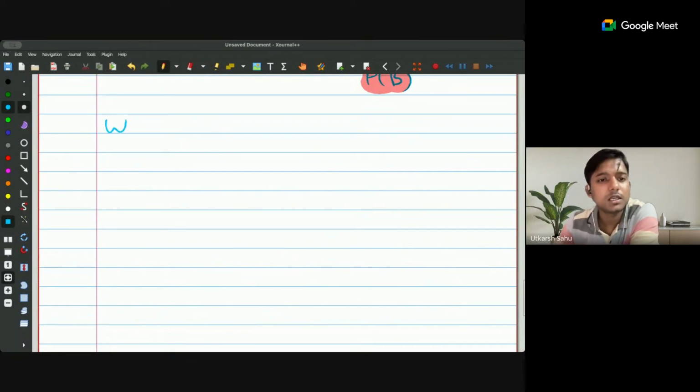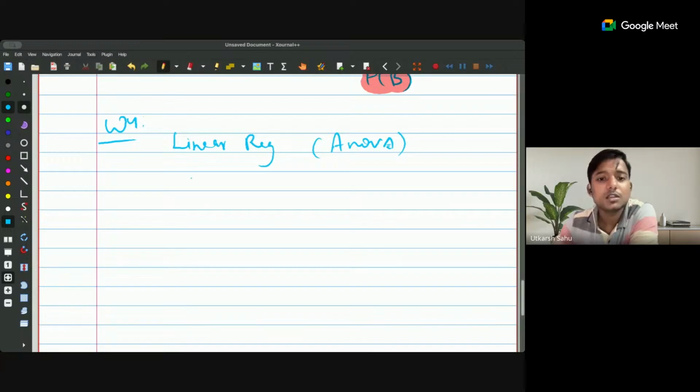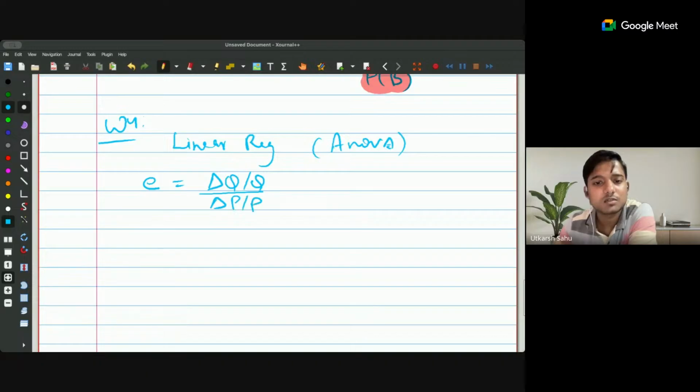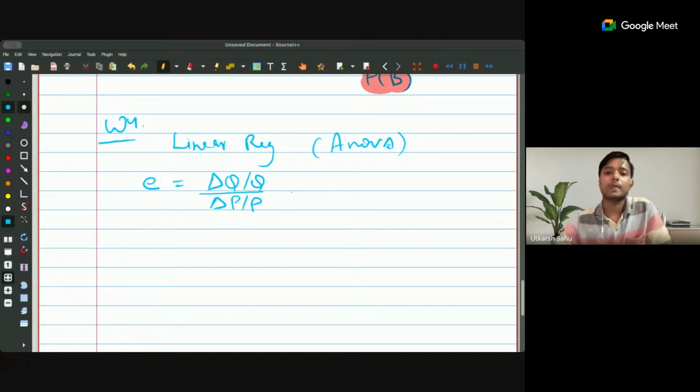In week 4 you will have mostly the basics of linear regression. Again, the ANOVA table, remember that. I will share more details here on ANOVA. Then some basics of elasticity and demand. Remember, elasticity is the percentage change in quantity upon the percentage change in price. Okay, this is the formula, and that's how you will do it.